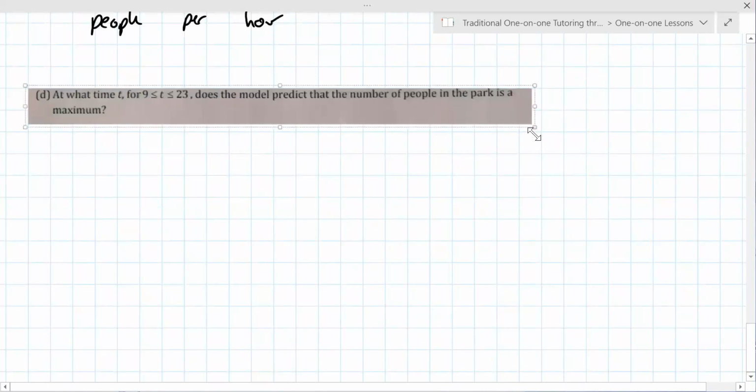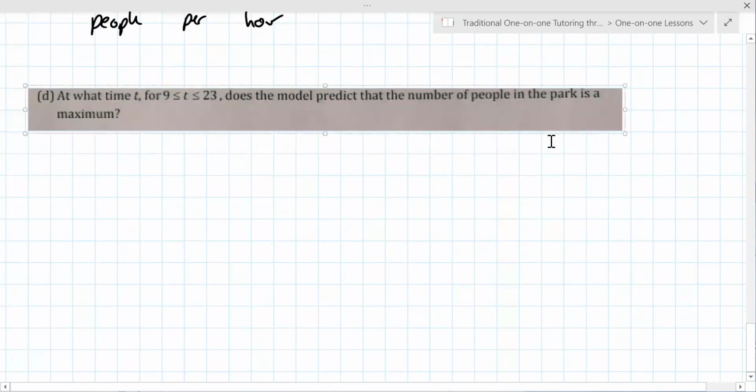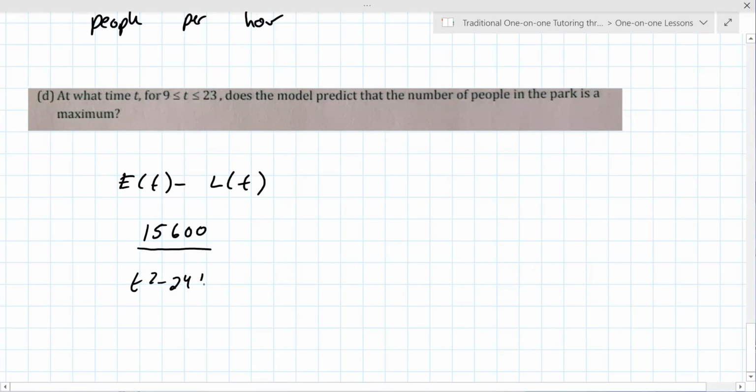At what time t, for t from 9 to 23, does the model predict the number of people in the park is a maximum? So to do this, you have to look at E of t minus L of t. Okay. Let me write it out here, but you would probably use a calculator for this part. So I'm going to graph it if you're okay with that.